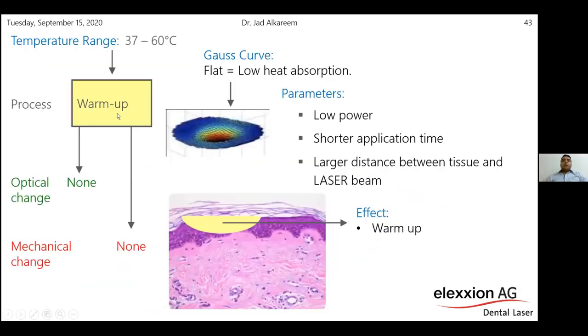I will go very fast in these slides. If we have a temperature increase between 37 up to 60 Celsius, here we will have a warm up of the tissue, and the parameters are low power. The application time is very short, and the distance between the handpiece and the soft tissue is very far. Here we will have only a warm up, and usually this is the effect that you will have in low level laser therapy or in biostimulation therapy.